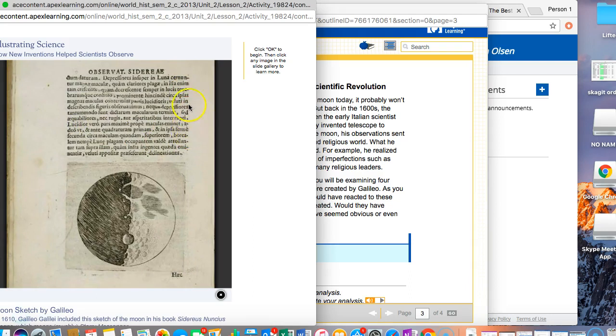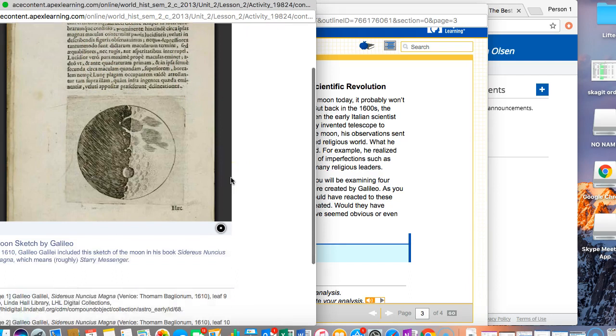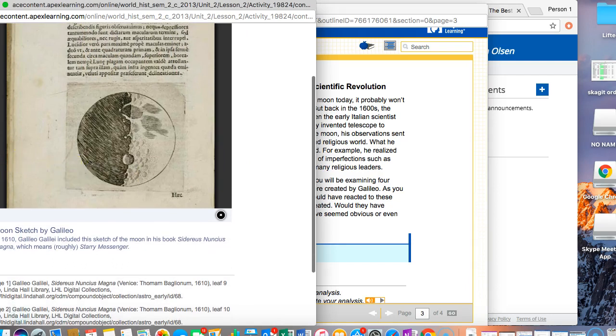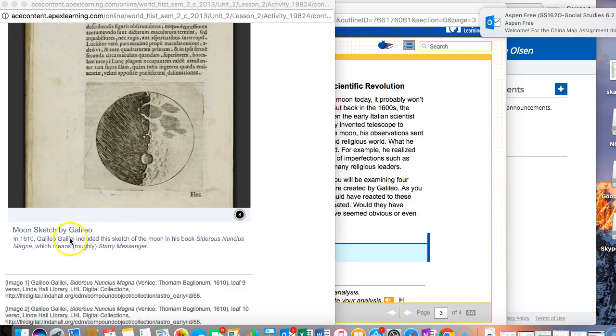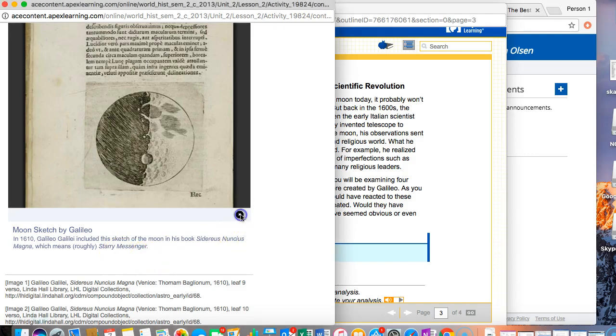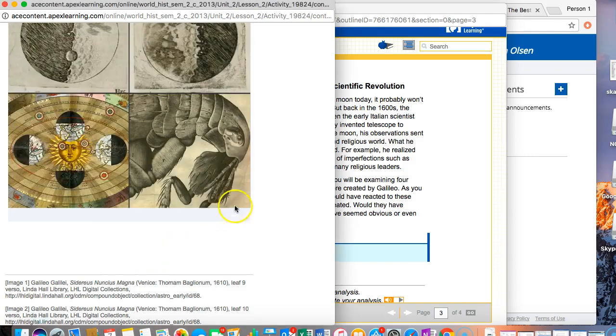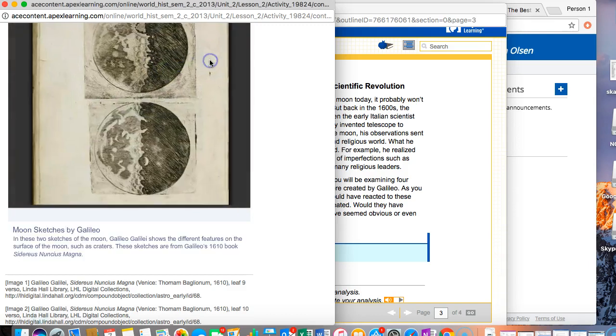Now you don't necessarily have to read this. This is all in Latin. So you need to scroll down just a tad. Let me make my screen a little bit bigger. You have to scroll down just a tad and read this part. So this is a moon sketch done by Galileo in 1610, and it says that he included this sketch of the moon in his book, which means roughly starry messenger. Okay? So what we're doing right now is becoming familiar with the source.